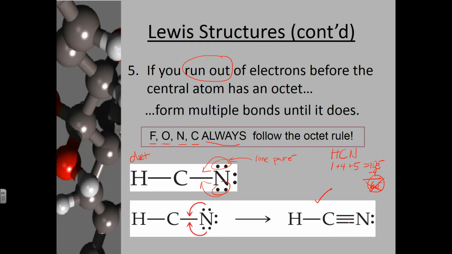Triple bond between the carbon and nitrogen, with the lone pair on the nitrogen. Nitrogen has 2, 4, 6, 8. Carbon has 2, 4, 6, 8, and hydrogen has 2. So the correct Lewis structure for HCN is represented here.